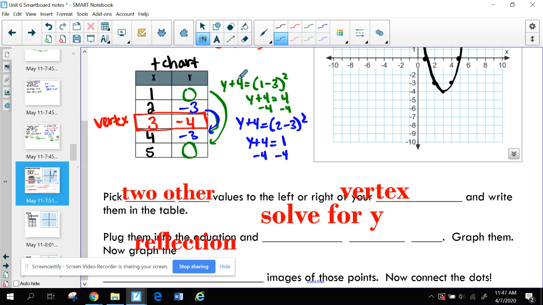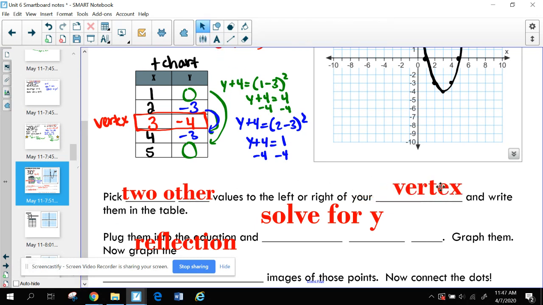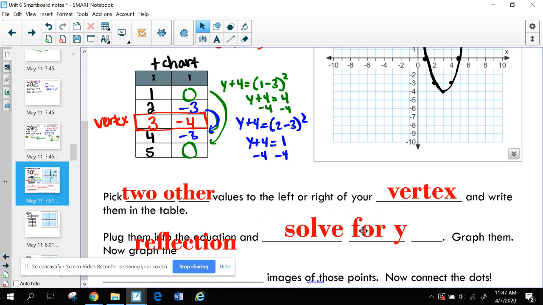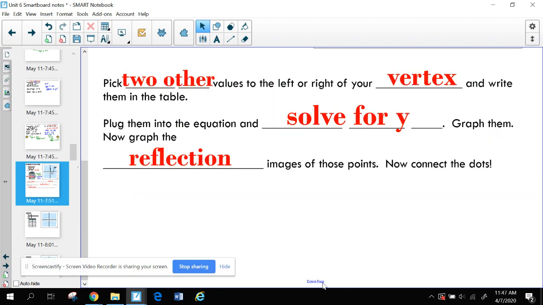So here's kind of the steps for that. You want to pick 2 other values, left and right of your vertex. You're going to plug them into the equation, and you're going to solve for y. Graph them, and then you can graph the reflections of them.